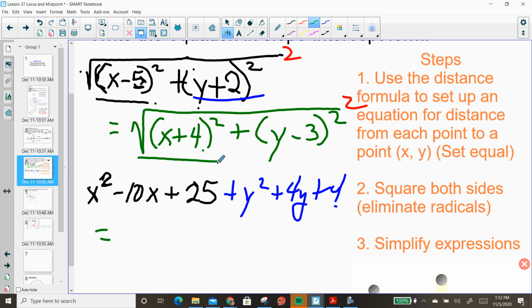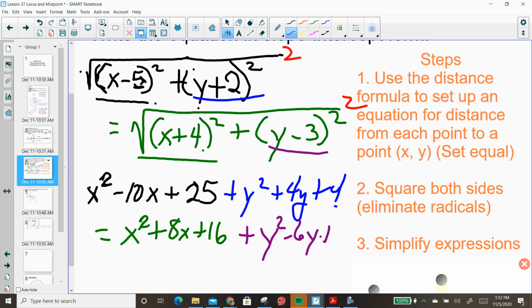And then that equals, the square root sign's gone on this side too, because I squared both sides, x squared plus 8x plus 16. And then if I expand y minus 3 squared, y squared minus 6y plus 9. Did I get all of that right?